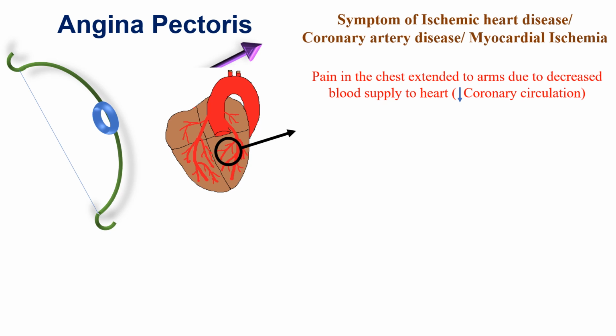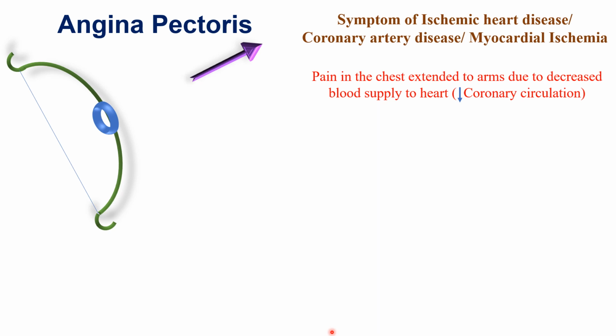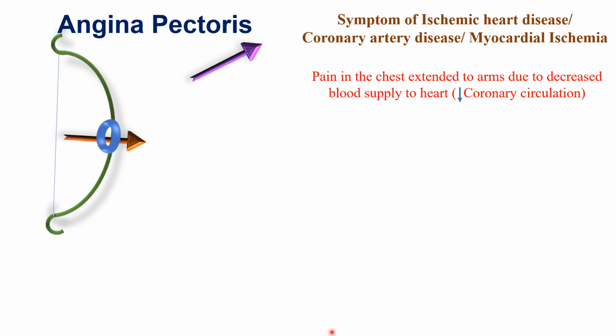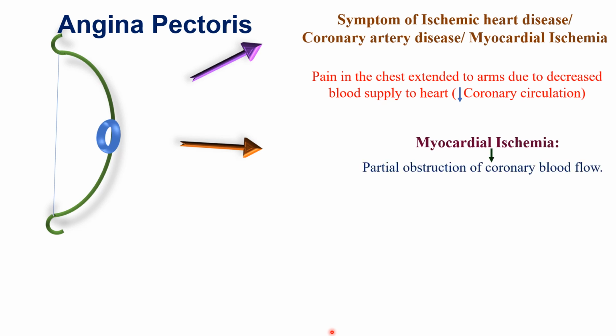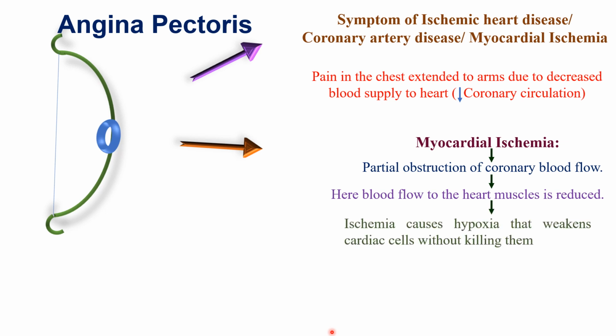In case of angina pectoris or coronary artery disease, coronary arteries are obstructed or constricted due to the deposition of plaque. That might be cholesterol or fat or any other substances. Due to this, blood flow to the heart muscle is reduced and pumping efficiency of the heart is decreased. In myocardial ischemia, there is a partial obstruction of coronary blood flow. Here, blood flow to the heart muscles is reduced. Ischemia causes hypoxia, that is decreased oxygen supply, that weakens cardiac cells without killing them.